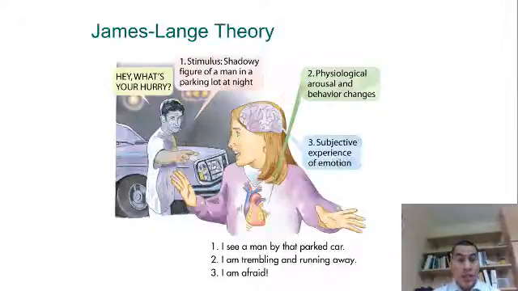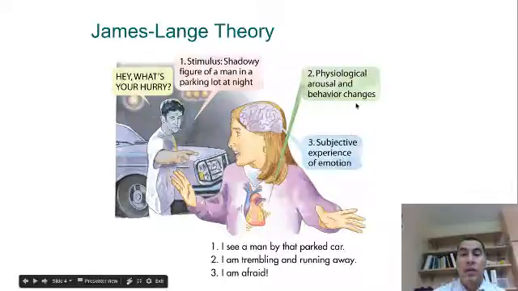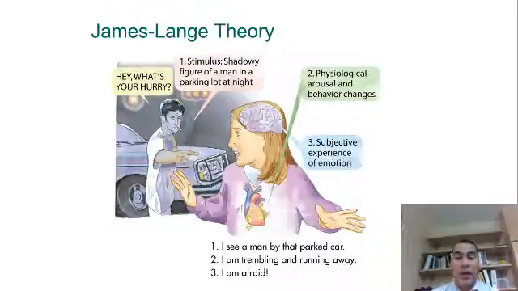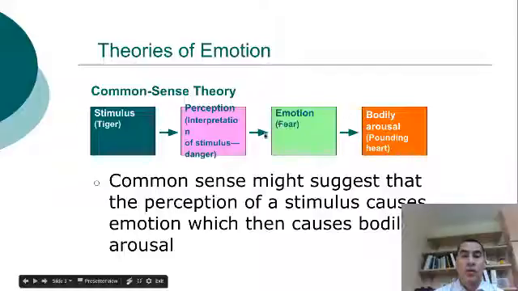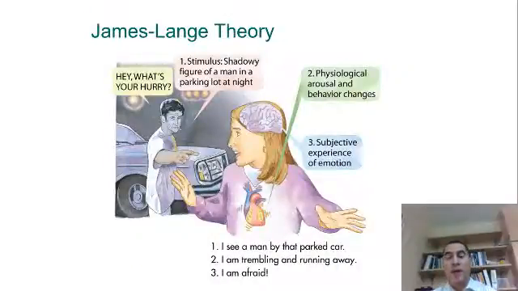You see that stimulus, and according to the James-Lange theory, what happens next is your body reacts. So if you look at step 2 here, we're talking about the physiological arousal. Your heart begins to pound fast, you begin to tremble, and then you feel the experience of the emotion, which is fear. So James-Lange has a little different order compared to the common sense theory. Basically, the bodily arousal is switched with the emotional response. So James-Lange says we experience the body first, then the emotion.